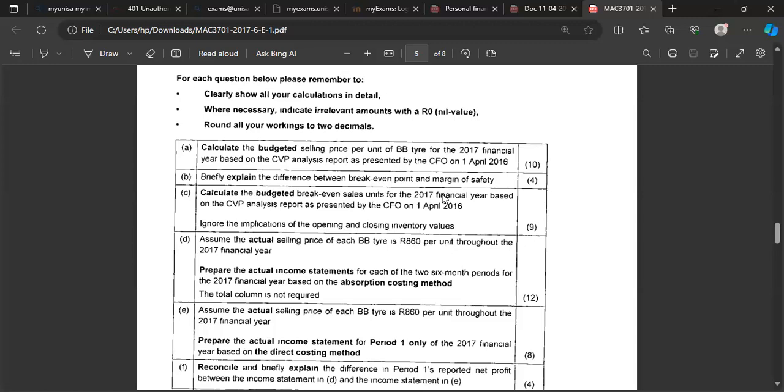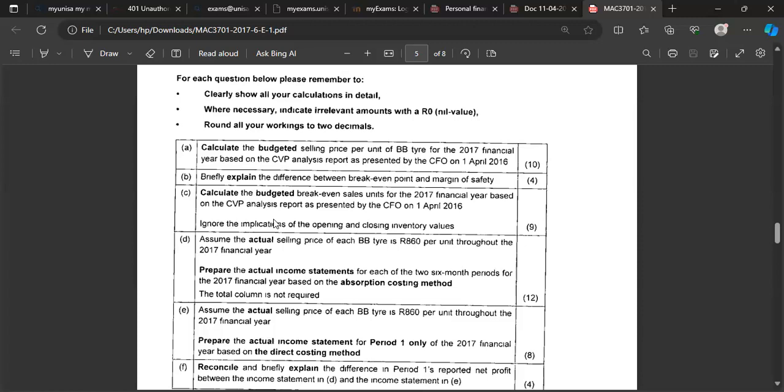Then what is break-even? Break-even is basically the amount of units that are required to sell for you to neither make a profit nor a loss. Your margin of safety describes the extent by which your sales exceed your break-even point. With your margin of safety, you realize that it becomes bigger when your break-even point is less. So that can pretty much give you 4 marks on that one.